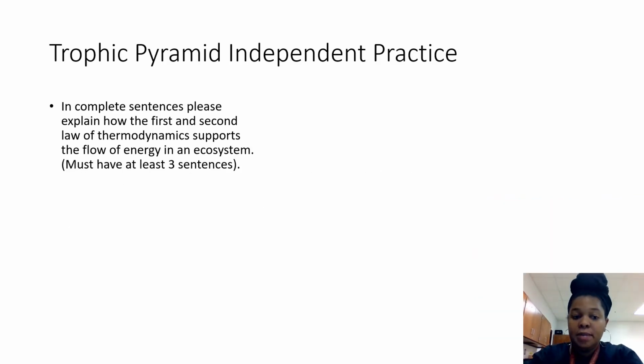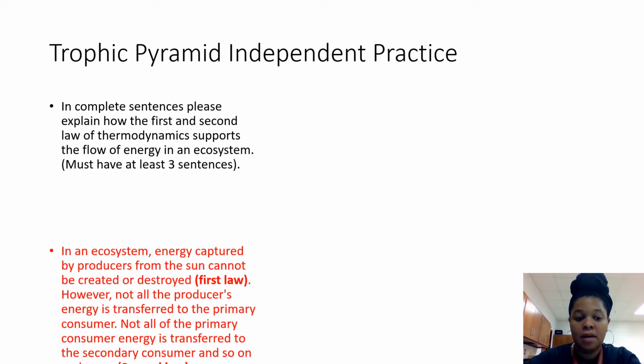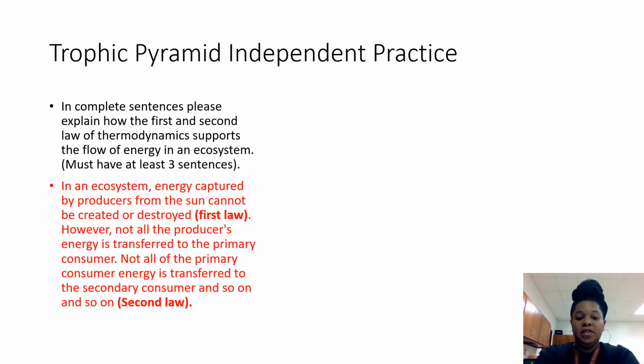So we are going to go over an independent practice, incomplete sentences: explain how the first and second law of thermodynamics supports the flow of energy in an ecosystem. It says in an ecosystem, energy captured by producers from the sun cannot be created or destroyed. So that is our first law. We know that 10% of that energy in the ecosystem is going up the trophic pyramid, but we also know that 90% is lost as heat. So all 100% is accounted for.